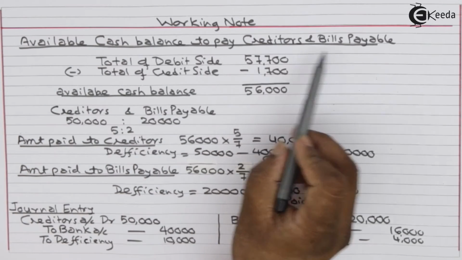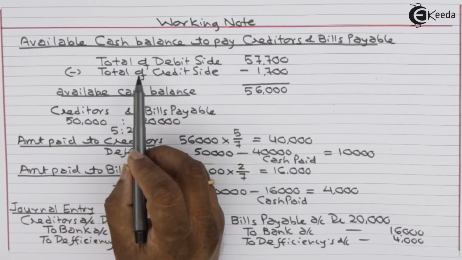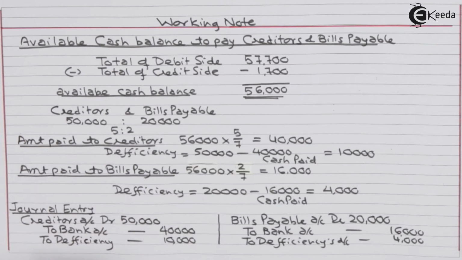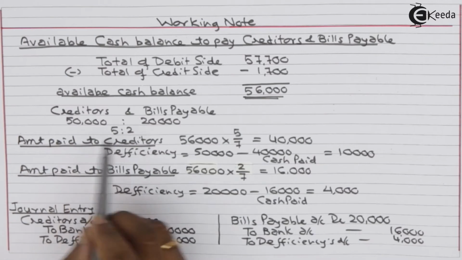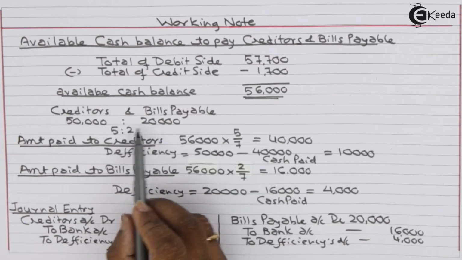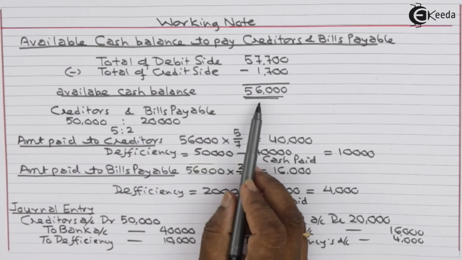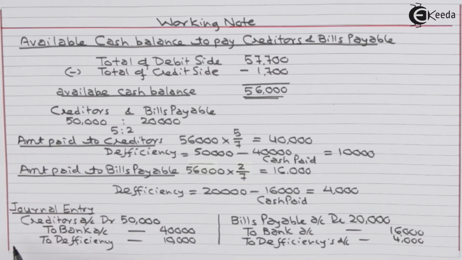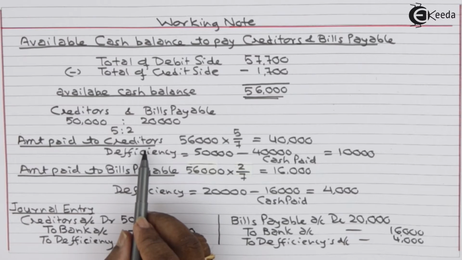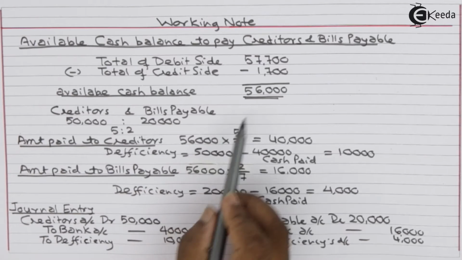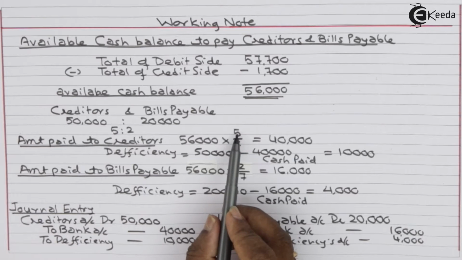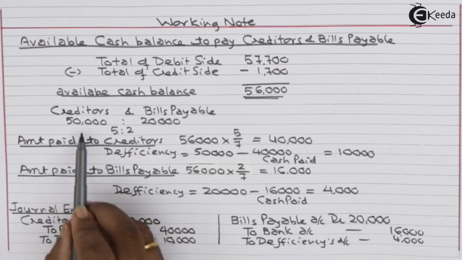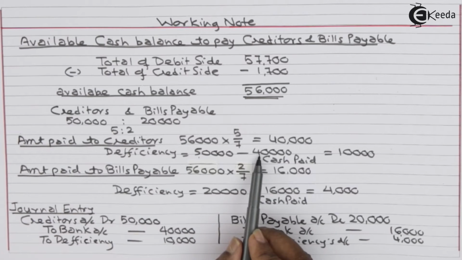Available cash balance to pay creditors and bills payable. We have discussed debit minus credit, it is 56,000. This is the only amount available to pay creditors of 50,000 and bills payable of 20,000. Total amount is 70,000, which cannot be settled with this 56,000. Ratio of liabilities 5:2. So amount paid to creditors will be 56,000 available cash multiplied by 5 by 7. That is 40,000. Out of 50,000, we are paying only 40,000.